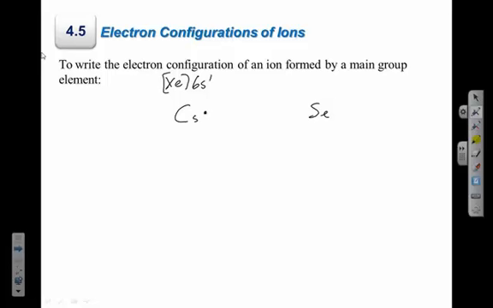For the selenium, if we write its electron configuration, start from its core, which would be argon. Then outside of argon, it has 4s2, 3d10, and then 4p4. So how many valence electrons does selenium have? 6. It's got these two and these 4, right?